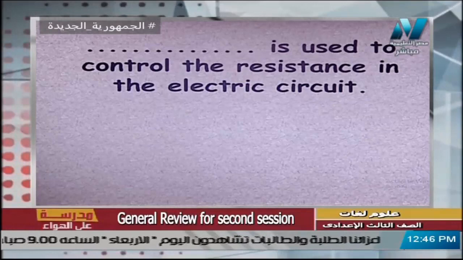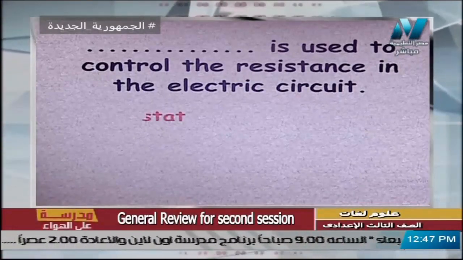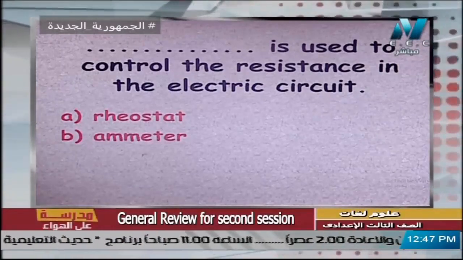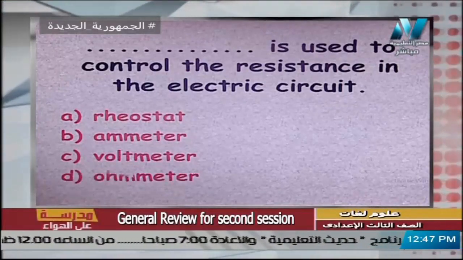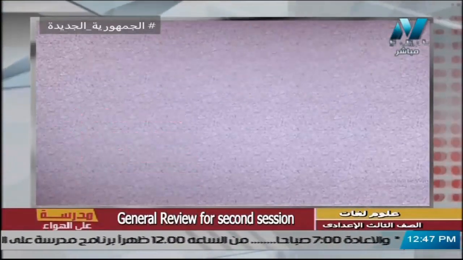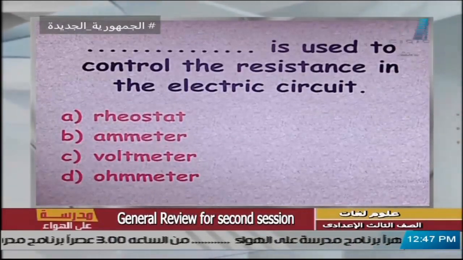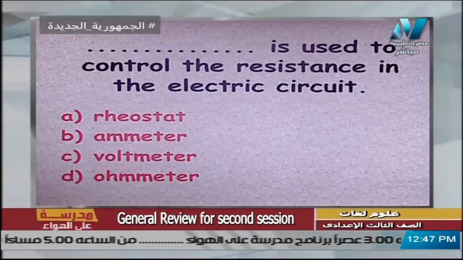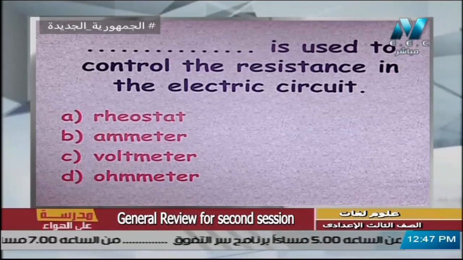Point is used to control the resistance in the electric circuit. هناخد بالنا من السؤال ده. أنا هنا بقول لك مين هو اللي بيتحكم في الريزيستنس؟ ريوستات، أميتر، فولتميتر، أوميتر. طبعا أكيد هيكون rheostat. Rheostat letter A is the answer, is used to control the resistance in the electric circuit.